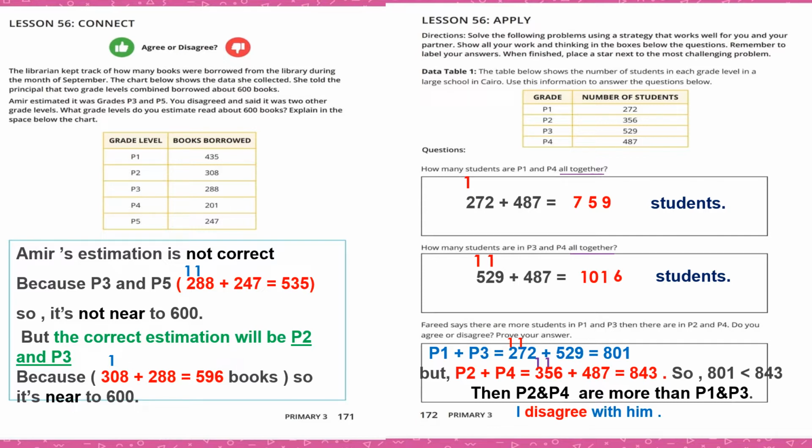So, which is bigger here? 801 or 843? It's clear. 843 is bigger than 801. So, primary 2 and primary 4 are more than primary 1 and primary 3. So, I disagree with him.